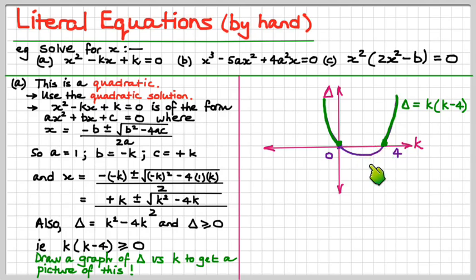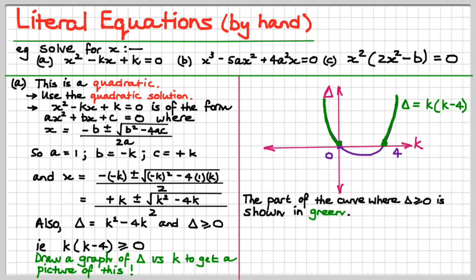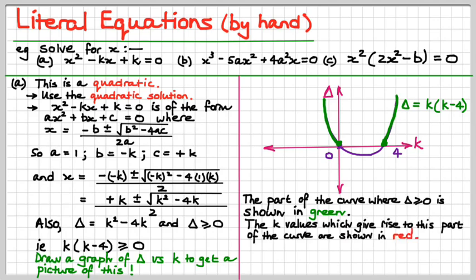They're the parts that we want. We don't want this part here at all, because that's where the discriminant's negative, and it just wrecks everything. So, because you can't have the square root of anything negative. That means no solutions, doesn't it? Yeah? So therefore, the part of the curve where delta is greater than or equal to 0 is shown in green, yes, and the k values which give rise to this part of the curve are shown in red. There they go.